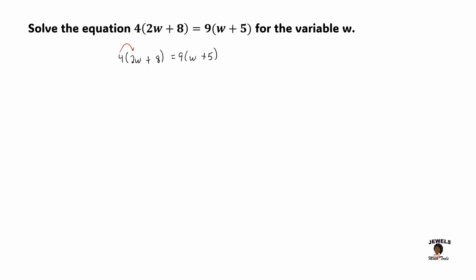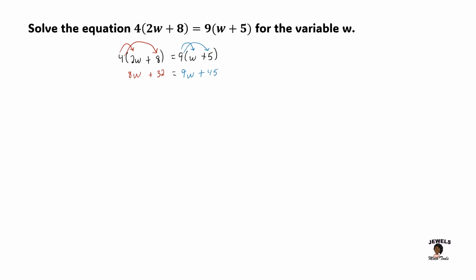So we're going to be multiplying 4 times 2w, which will equal 8w. And then we're multiplying 4 times 8, which will equal 32. So now that we have applied our distributive property on the left-hand side, we're now going to do the exact same thing on the right-hand side. And our 9 will be multiplied to w, which will equal 9w. And 9 will be multiplied to 5, which will equal 45.